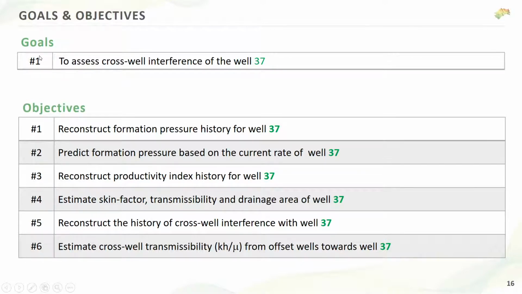And also to achieve that goal, we decided to reconstruct formation pressure history of the well 37, forecast formation pressure if all the wells would produce and inject with the current rates, reconstruct productivity index of the well 37, estimate current skin factor, transmissibility, and the drainage area. Actually, it's the interference-free drainage area of the well 37. Reconstruct history of cross-well interference with each of the wells nearby, and estimate cross-well transmissibility of the connected part of the formation between our well 37 and each of the offset wells.